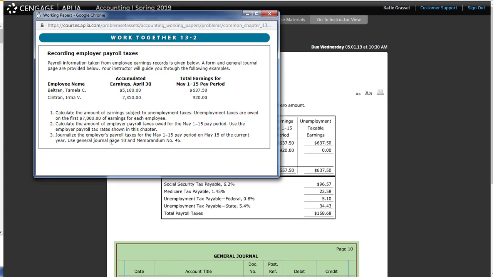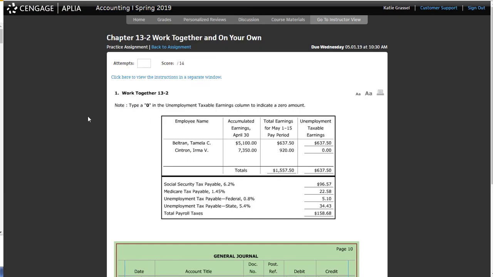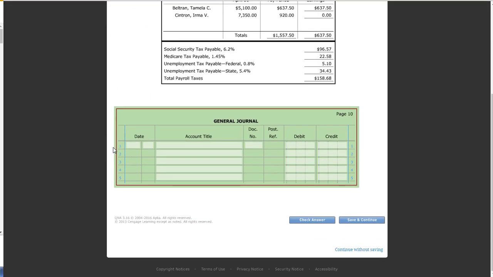So, we have to journalize this as of May 15th of the current year. You will notice we are going to the general journal. Why? Because we are not using any special columns. So let's go ahead and record this as of May 15th of the current year.